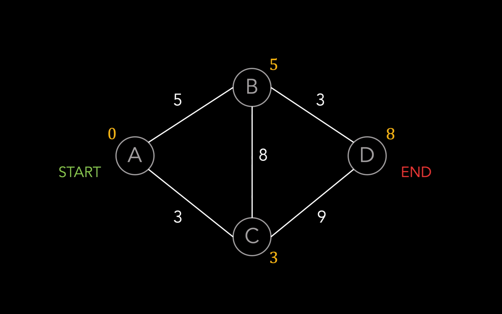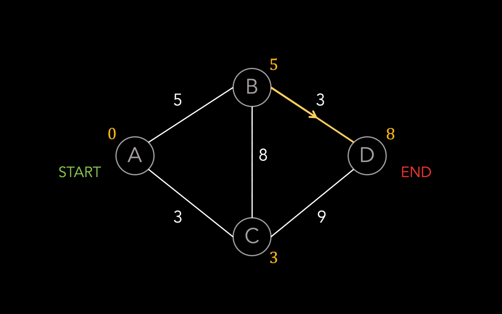So now we know that the last leg of the journey has to be from B to D. This is because 8 minus 3 is 5, so we know that we have to visit B before D in order to achieve the minimum distance of 8. Conversely, 8 minus 9 is not 3, so we know that we don't go from C to D.